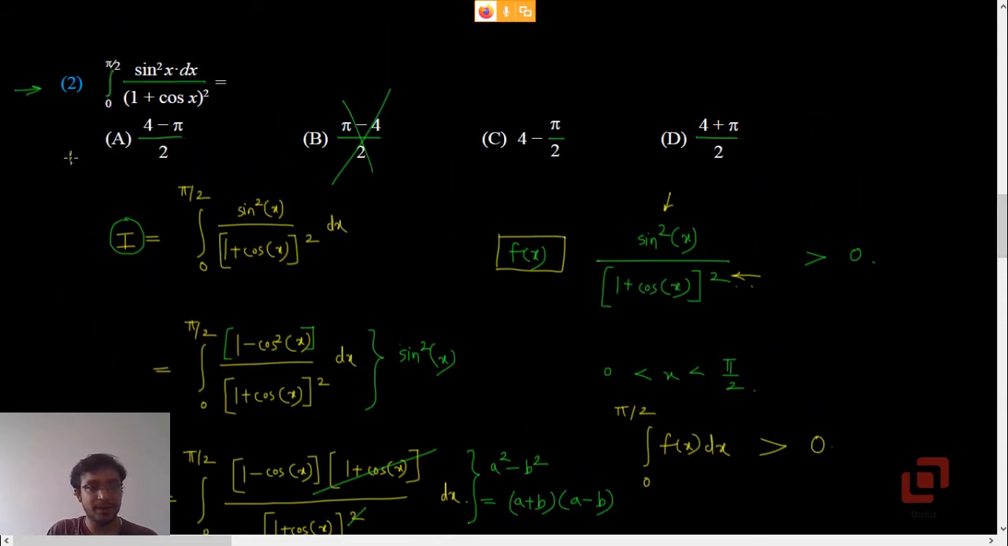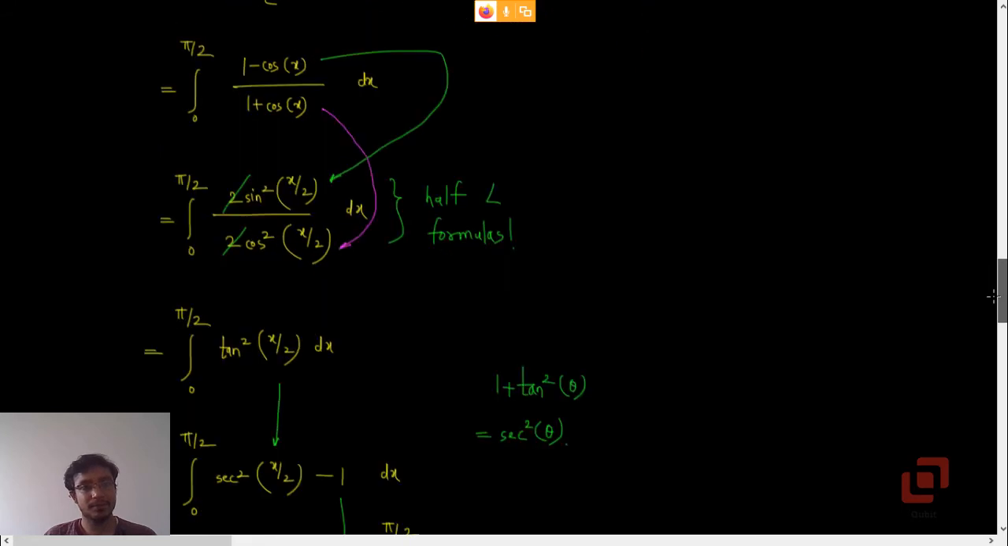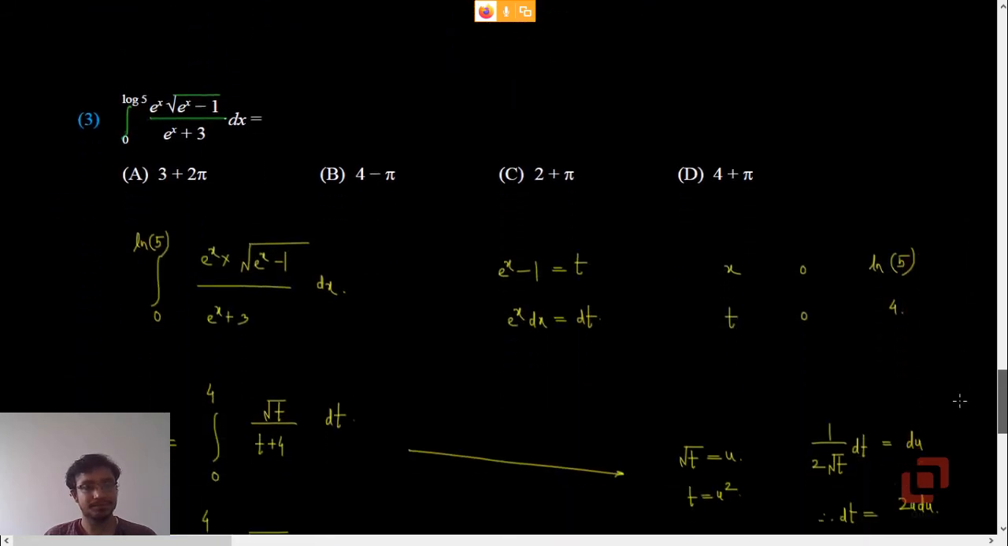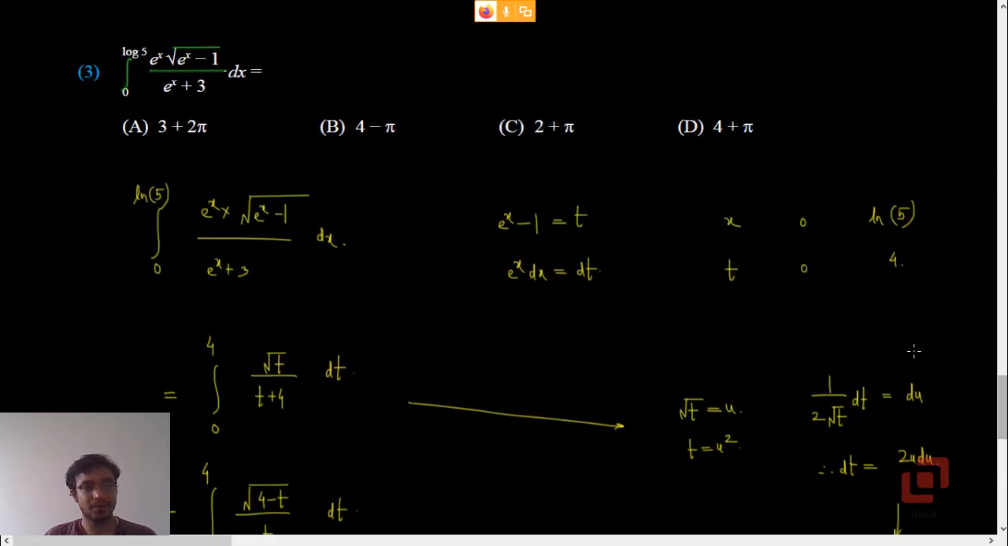Yes, 4 minus pi divided by 2. Let's go to the third MCQ now. Okay.